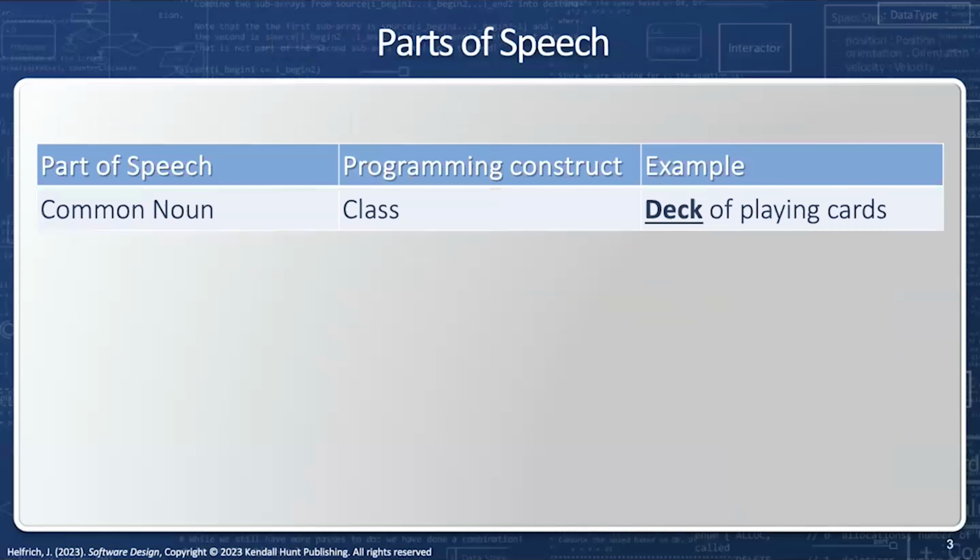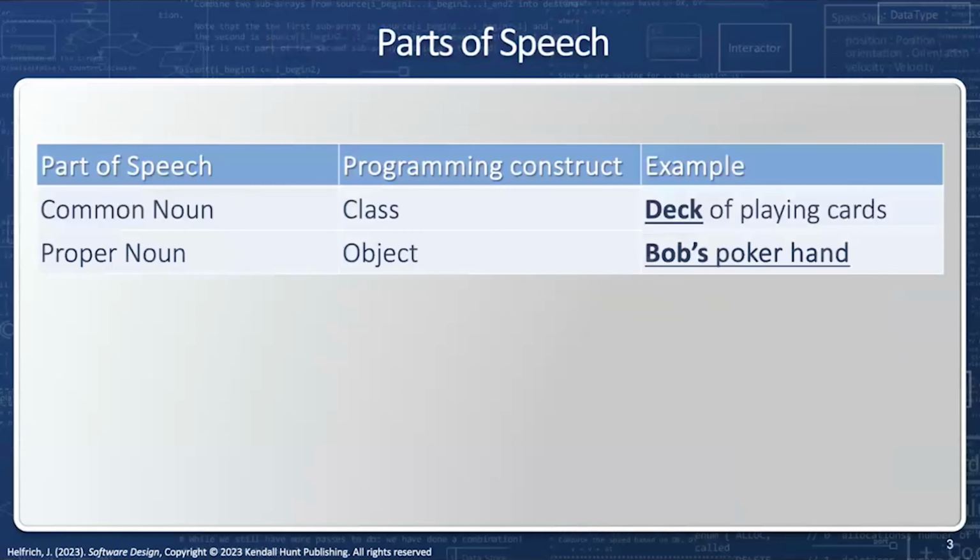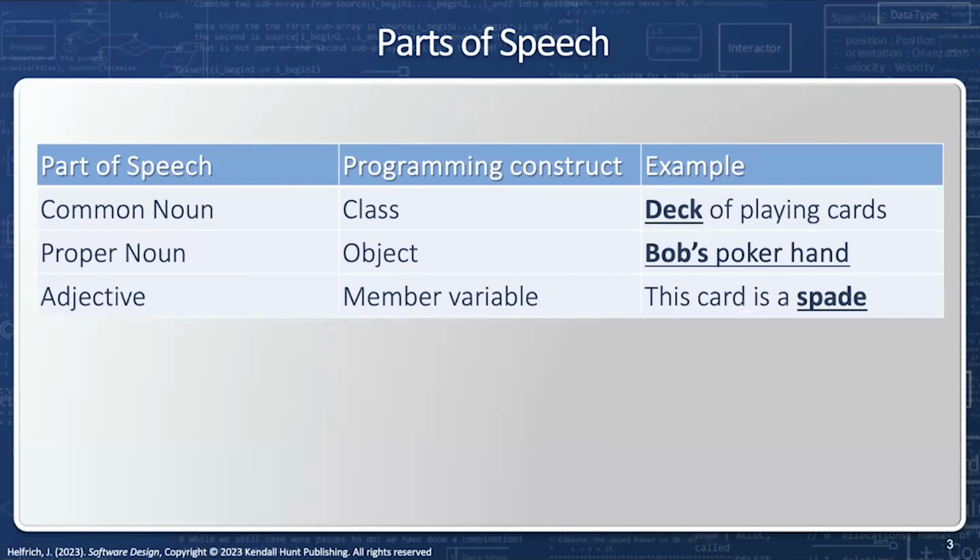So a common noun is usually a class, like a deck of playing cards. There could be many decks, and it's not a specific deck, but a deck is a common noun, it's a class. And then we have a proper noun, and that's an object. This is a specific item. For an example, Bob's poker hand. And so this is not going to be any poker hand, this is a specific one, and this is going to be a variable.